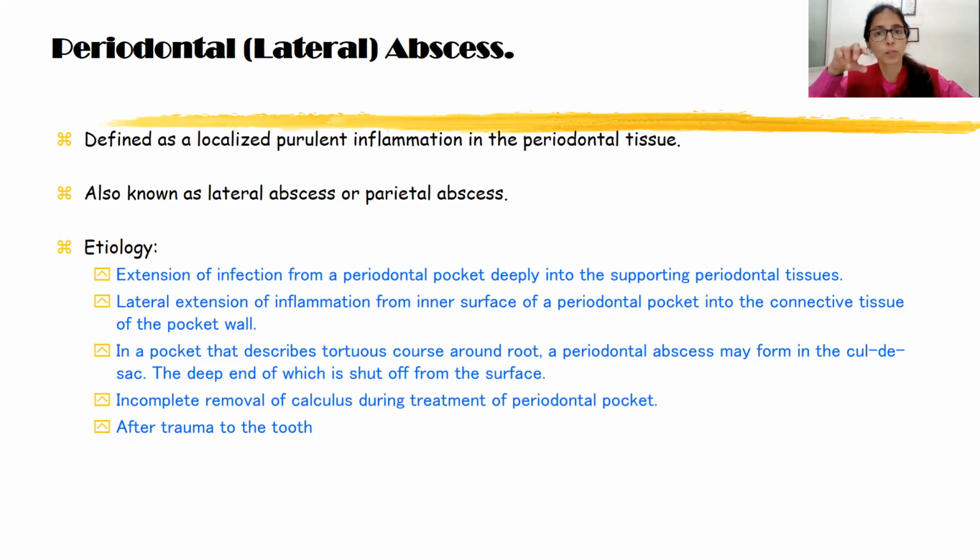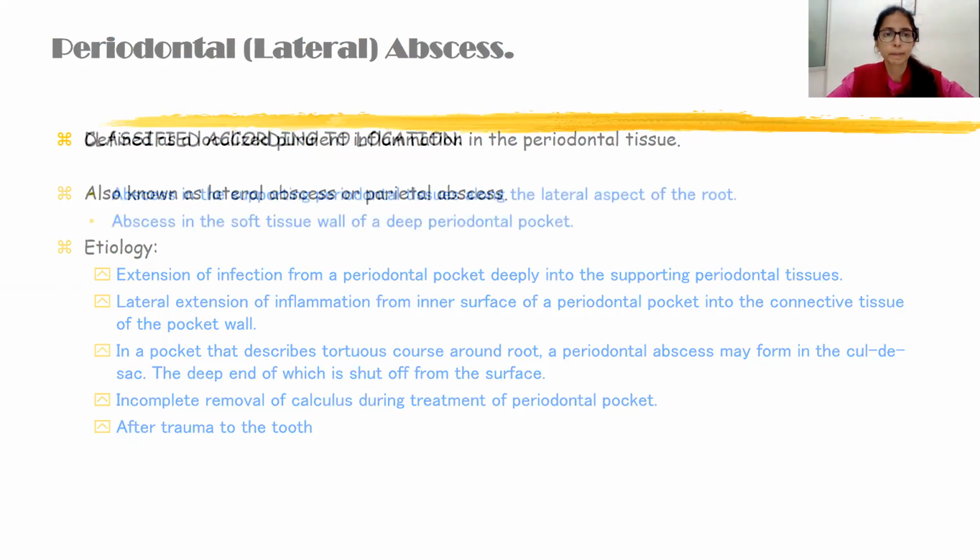There will be no drainage of pus, so there will be a collection of pus in the apical part, and the coronal part, when that is healed, will not let the pus drain out. So that is why there will be a collection of pus in the apical most area. Also, incomplete removal of calculus, the reason is the same. The apical part is unable to heal, the coronal part heals, there is no area for the pus to be drained out. And also after trauma to the tooth, any trauma, it could be biting on a hard object, or any external trauma, which could lead to formation of periodontal abscesses.